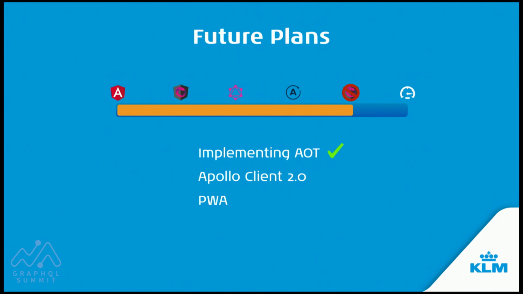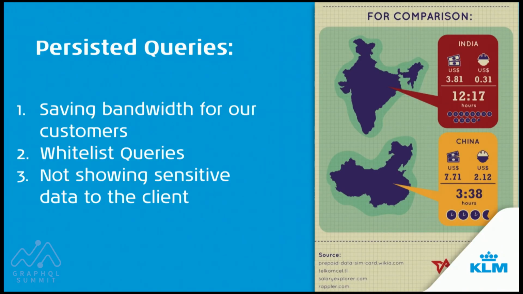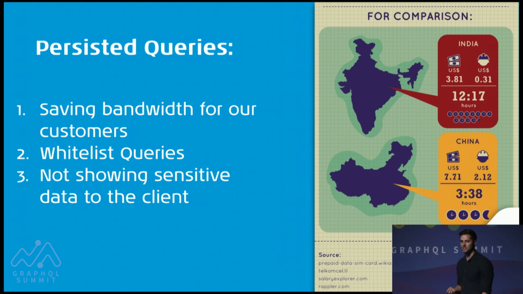And another thing that we want to implement soon is persistent queries. In the next slide, I'll try to explain a bit why. As you can see here, for example, in India, you would pay $3.81 for 1 gigabyte of data. And the minimum wage there is 31 cents. So that would mean that you have to work 12 hours and 17 minutes just to buy 1 gigabyte of data.